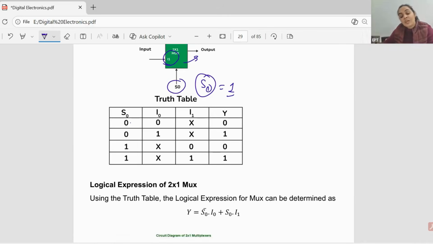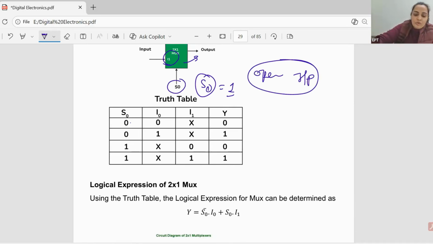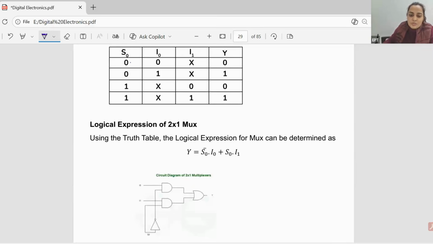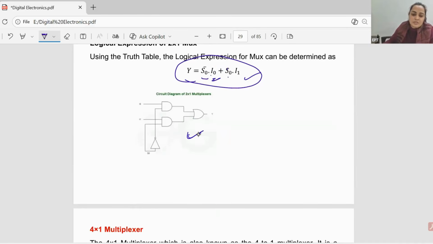Okay, so here we are not performing any operation on the input data. We are just selecting the data and providing it to the output terminal. See, this is the Boolean expression for mux. S naught bar, I naught will be selected; S naught, I1 will be selected. Okay, and this is the circuit diagram here.